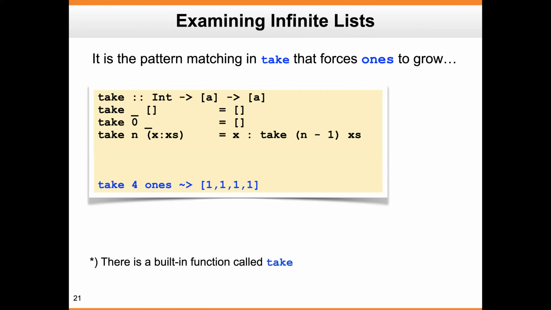So it says for any number, for any integer n, and any non-empty list, which has 2 parts, the first element x and the rest of the list xs, I know that I define the result recursively by saying this is the list that consists of x as the first element and the result of calling take with n-1 and the rest of the original list as parameters. So if I call this function take with 4 and 1s as parameters, I will get back 4 1s.